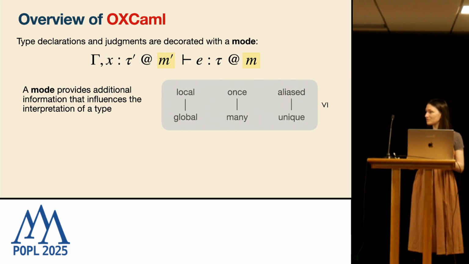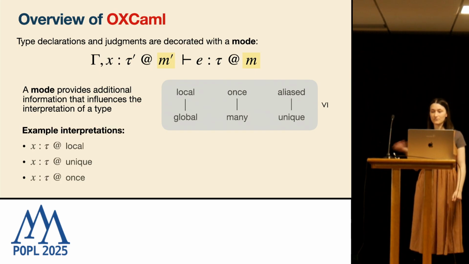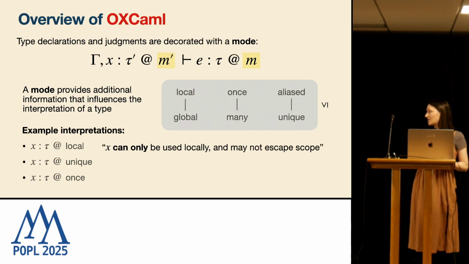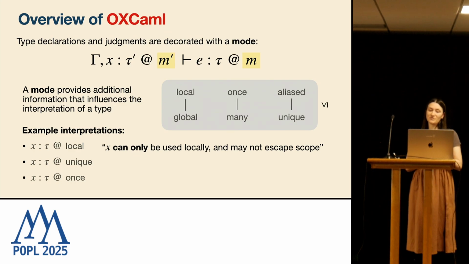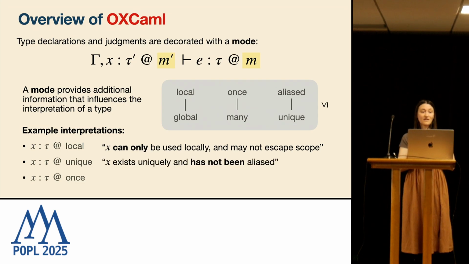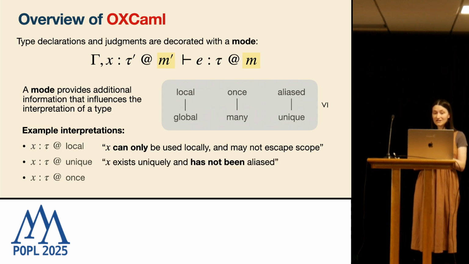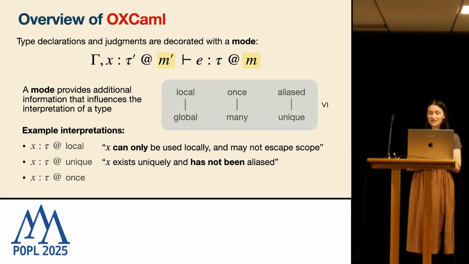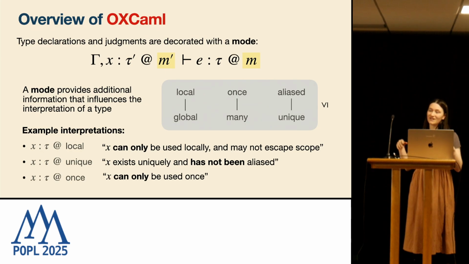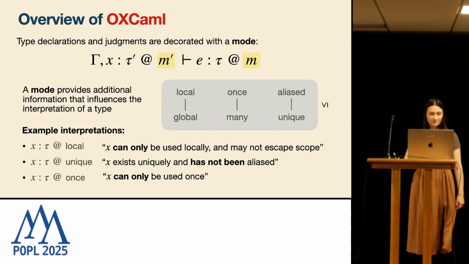So all of these modes express something slightly different. So let's go through some examples. Right, so if x is marked as local, it means that x can only be used locally and may not escape its scope. If x is marked as unique, it exists uniquely and has not been aliased. And if x is marked as once, it can only be used once. For example, if x is a function, it can only be invoked that one time.